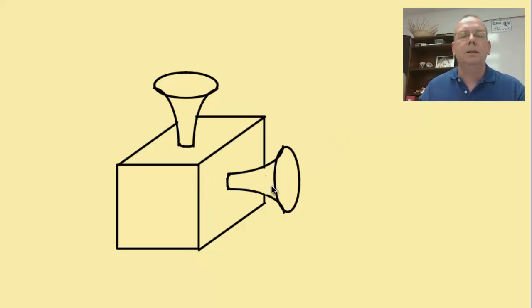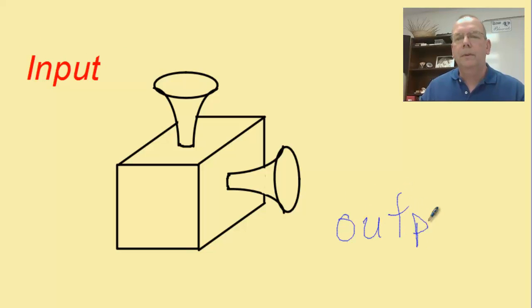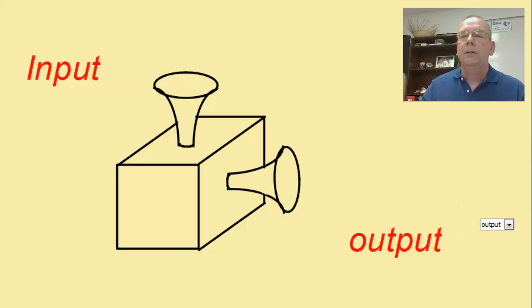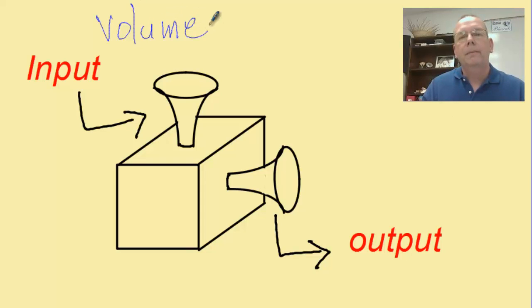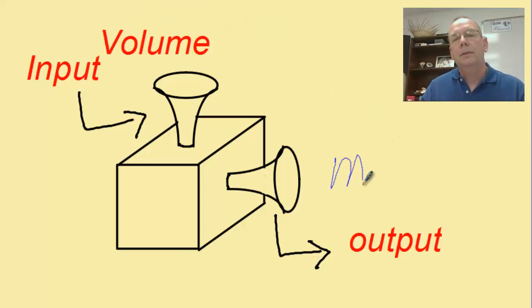And if we've got this box, this widget here, let's put some labels on here. Let's say that this box has an input side, and then it's got an output side. And so what I'm trying to tell you is that we put things in here, and then we're going to get stuff out there. So maybe there's some relationship that we find between, let's say, volume and mass.